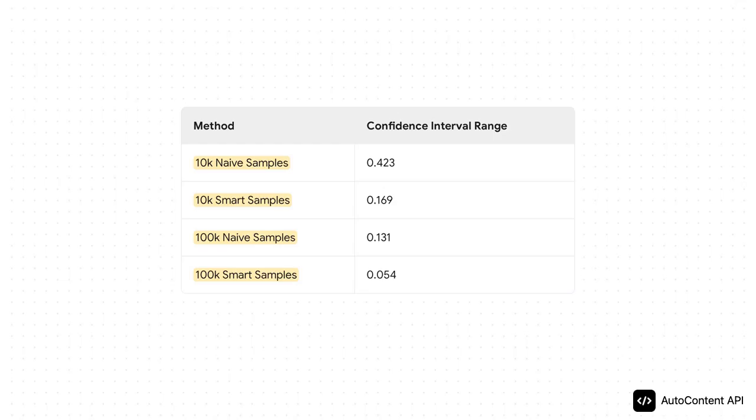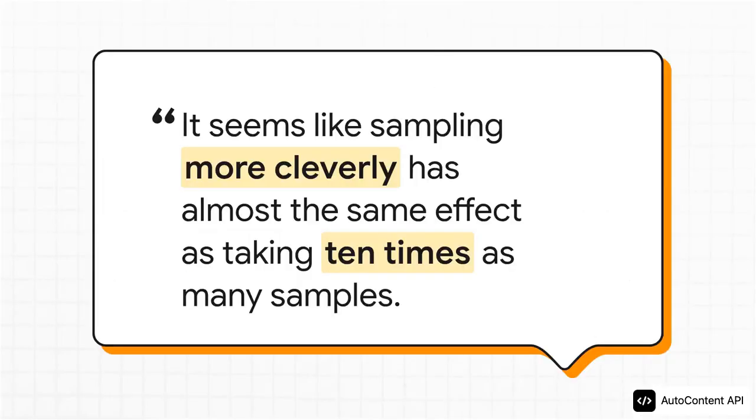So look at this. Taking 10,000 smart samples gives us a much better, tighter result than 10,000 random ones. But here's the kicker. It's almost as good as just throwing 100,000 random samples at the problem. Let that sink in for a second. Being a little bit clever has almost the exact same effect as using 10 times the raw computing power. That's huge. It proves that when you want an efficient, accurate answer, a little bit of intelligence is way better than a whole lot of brute force.